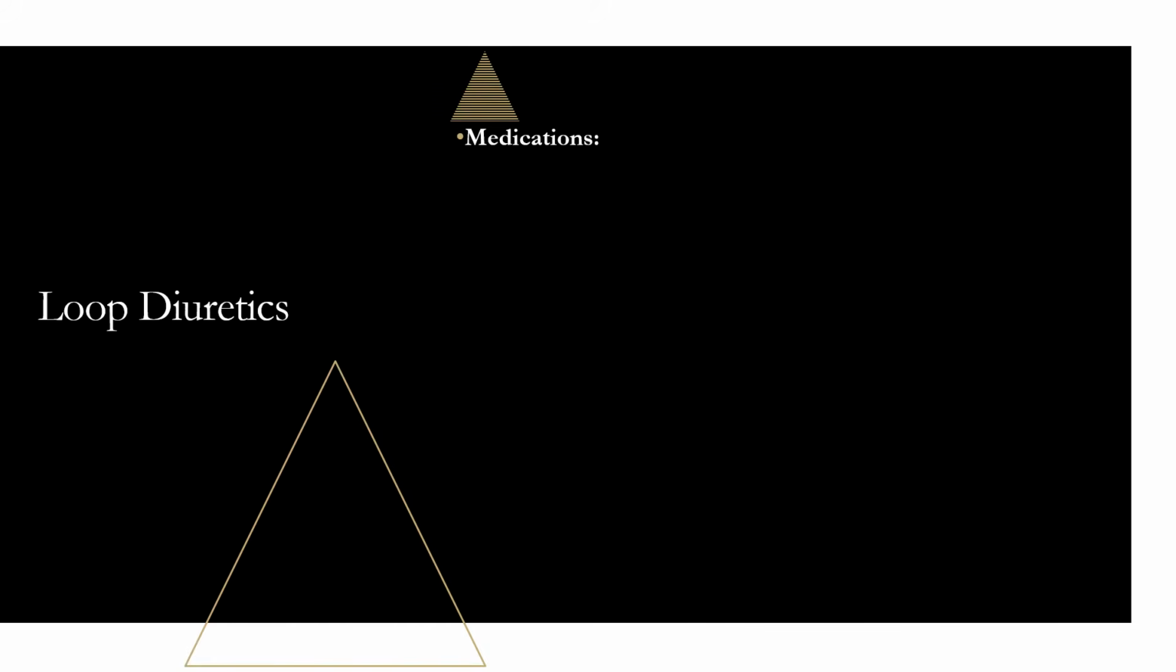Okay, so let's move on to our loop diuretics. Loop diuretics are going to include furosemide, that's also known as Lasix. I'm sure you've heard that name used before, torsemide, and bumetanide. Now, these are going to be your most potent of all the diuretic classes. They work the best out of all of them.